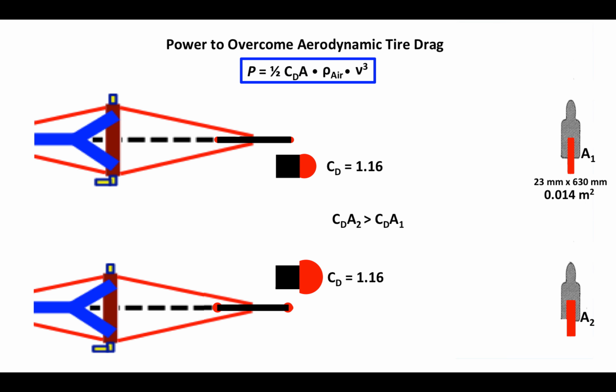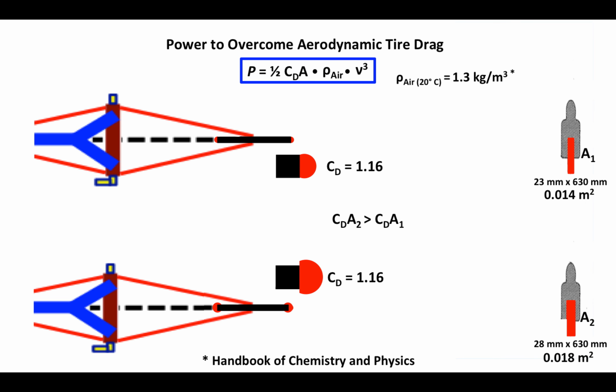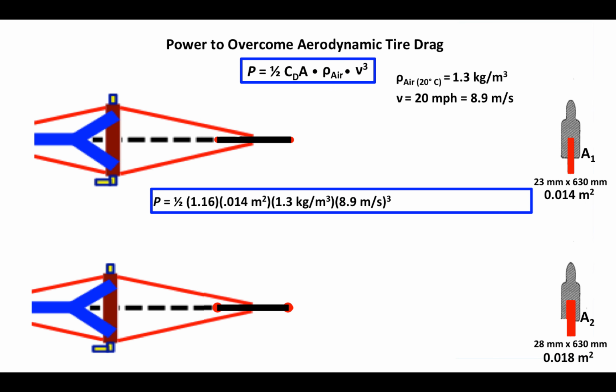And in the second case, the frontal area is the width times the diameter again. That comes out to 0.018 square meters. The density of air at 20 degrees centigrade at 1 atmosphere of pressure, or sea level, is 1.3 kilograms per cubic meter, and our velocity is 20 miles per hour, or 8.9 meters per second. When I multiply that out, I get the power is equal to this expression.